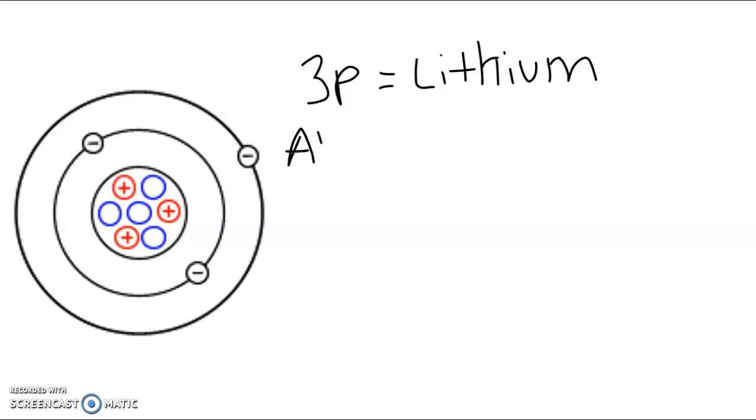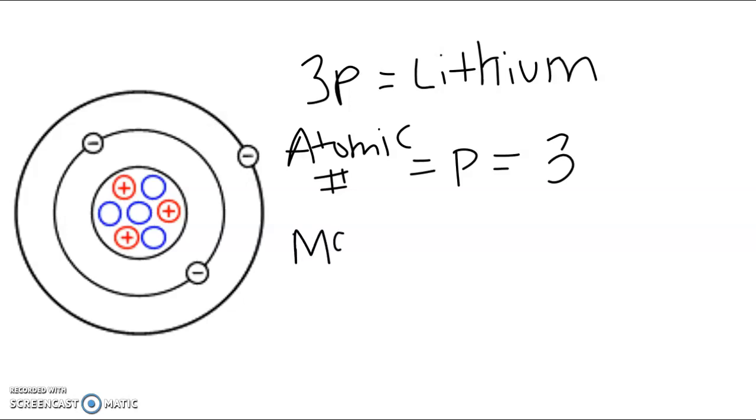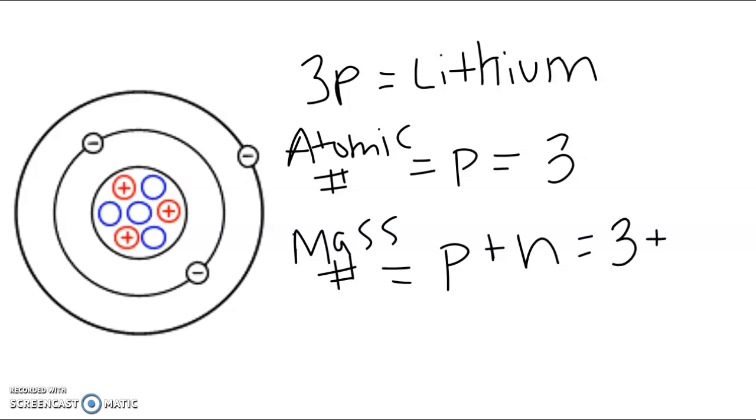Next, I'm going to determine the atomic number. The atomic number is equal to the number of protons, right? So I know I have 3 protons, so my atomic number is 3. My mass number is equal to my protons plus my neutrons. The mass is at the center of the atom. So in this case, I have 3 protons plus 4 neutrons to give me a total of 7.